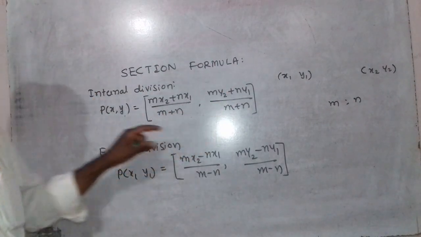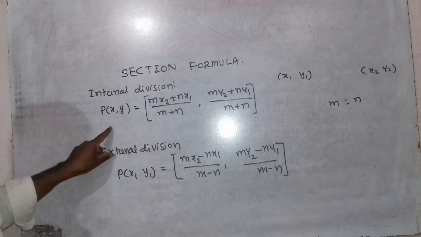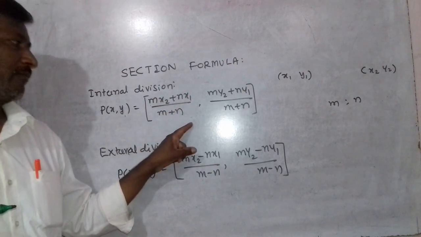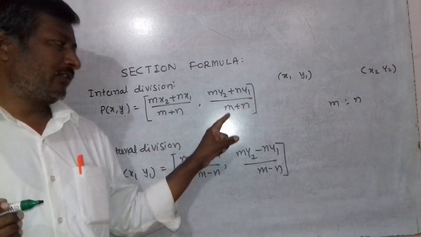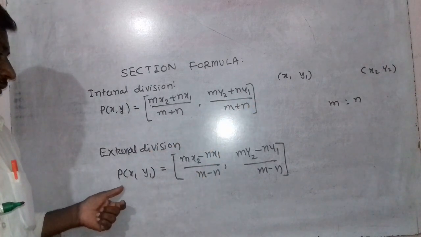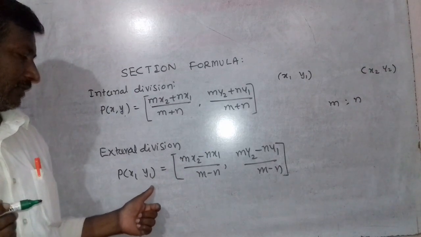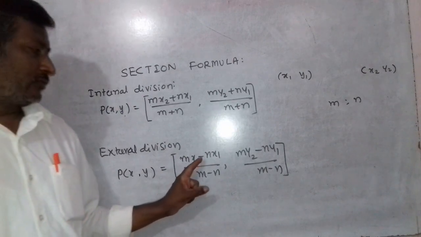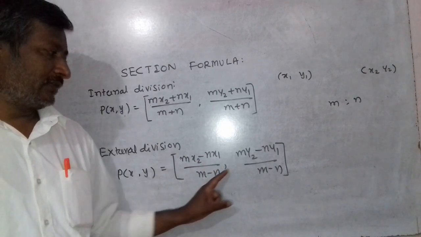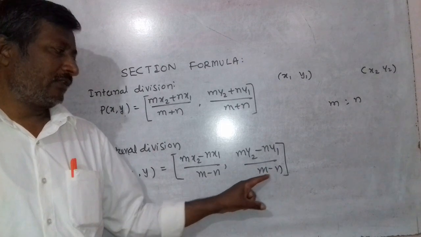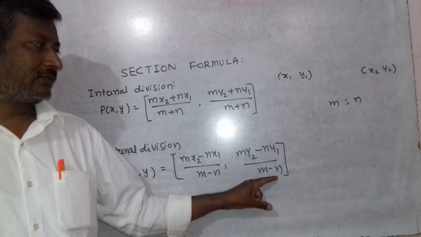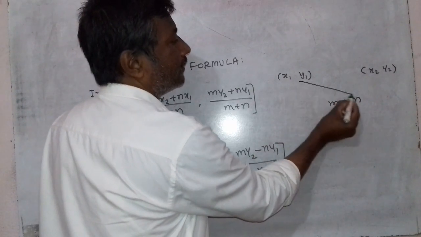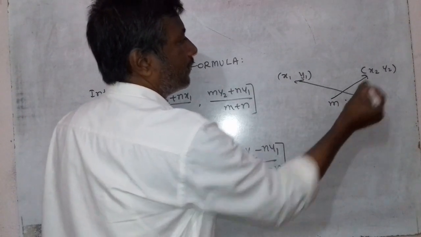So the section formula: for internal division, P (x, y) is ((m x2 + n x1) divided by (m + n), (m y2 + n y1) divided by (m + n)). For external division, P (x, y) is ((m x2 - n x1) divided by (m - n), (m y2 - n y1) divided by (m - n)). To remember this, note which term goes with n and which with m.